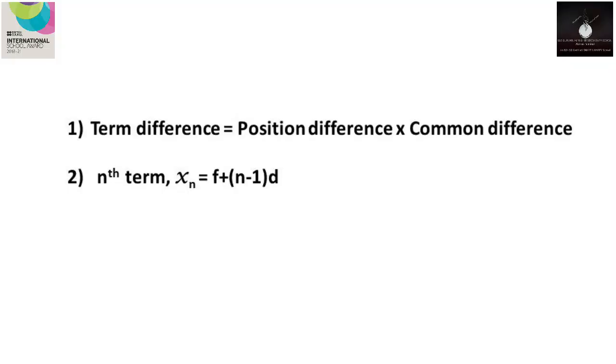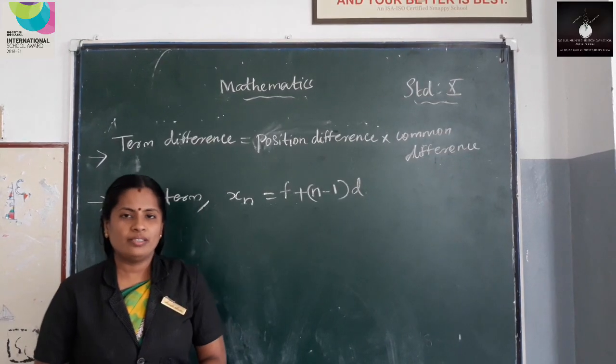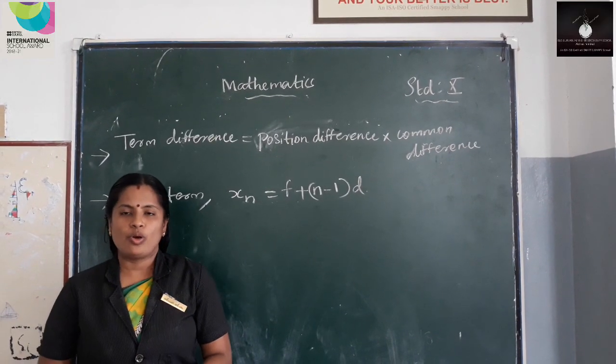Today we discussed term difference equal to position difference into common difference, and nth term, that is xn equal to f plus n minus 1 into d. Let us wind up today's session. Hope you have understood today's topics.